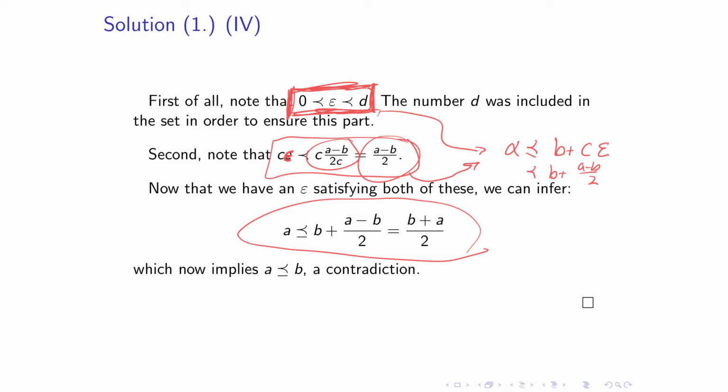And yet again, right from here, we can multiply by 2, subtract A, and obtain that A precedes B. So that concludes the proof.